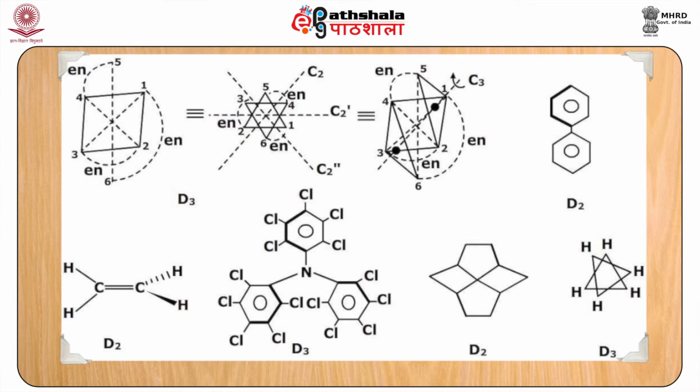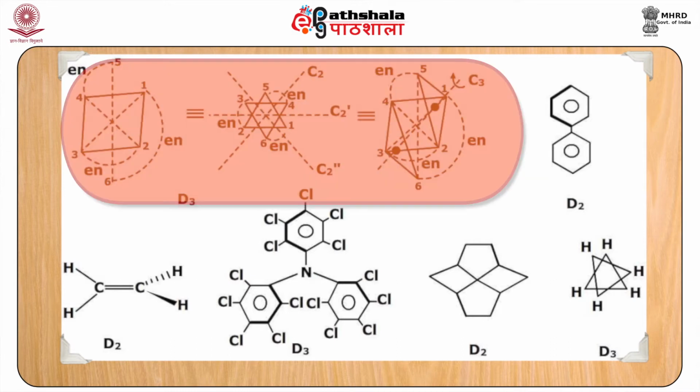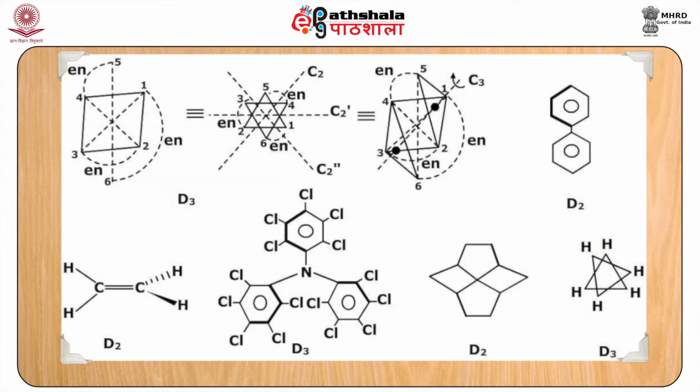Now, some of the point groups of these are given, that is Co(en)3 3 positive belongs to the D3 point group. Various forms, various configurations of this molecule are shown, and the C3 axis and C2 axes are also shown. So, these molecules in this slide belong to the DN point group, and the order of the DN point groups is given. That is, first is D3, then D2, D2, D3, D2 and D3.